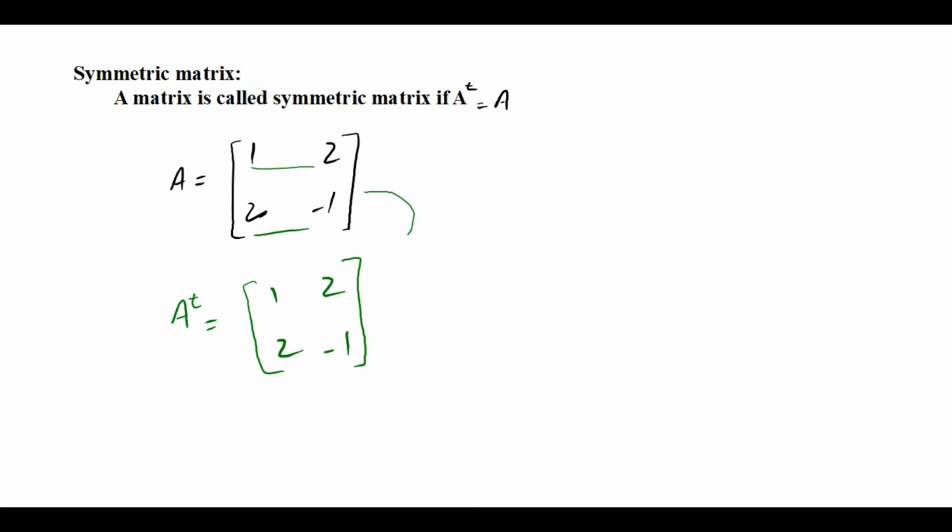So if you compare both of them, we have the same result, 1, 2, 2 minus 1. So we can say A is equal to A transpose, and this kind of matrix is called symmetric matrix.